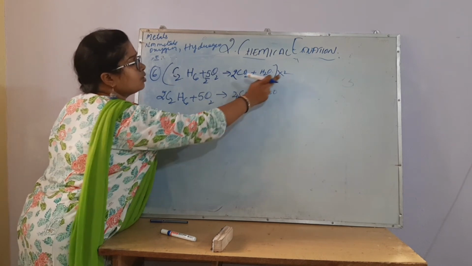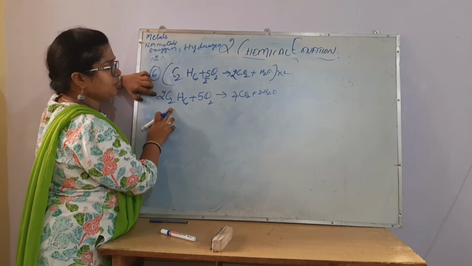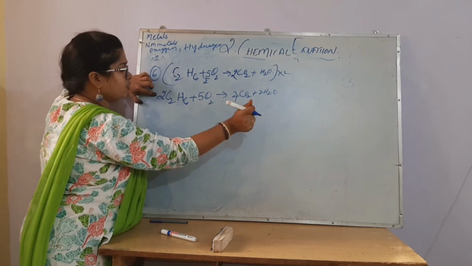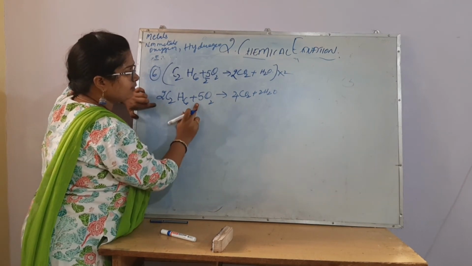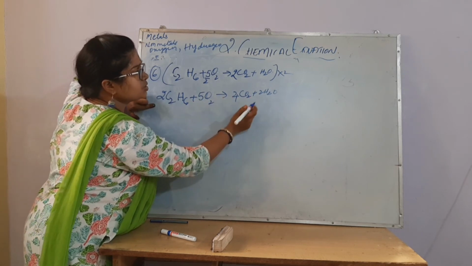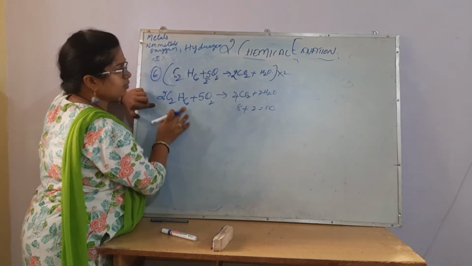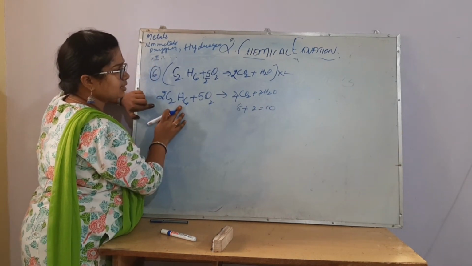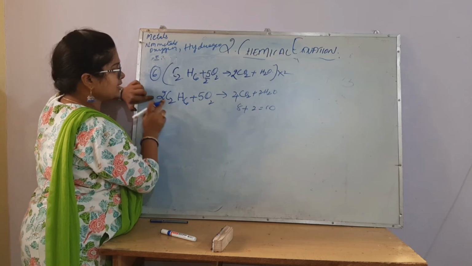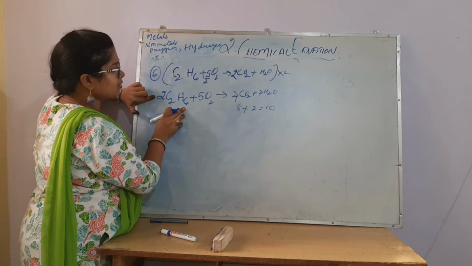4 CO2. 2 1s are 2. Now see. 2 2s are 4. Non-metal, 4 done. Oxygen: 5 2s are 10. Here 4 2s are 8, plus 2 1s are 2, 10 done. Next hydrogen 6. Hydrogen is H6, so 2 6s are 12.